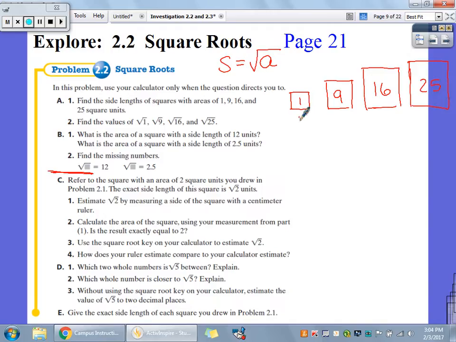So what would be the side length of this one? The side length of this one, the side length of this one, the side length of this one. And then find the values of what is the square root of 1, what is the square root of 9, what is the square root of 16, and what is the square root of 25. They're just trying to get you to see that they're the same thing. So take a couple of seconds, pause for a minute, see if you can figure out what the side lengths are here, and then figure out what the square roots of each of these are.